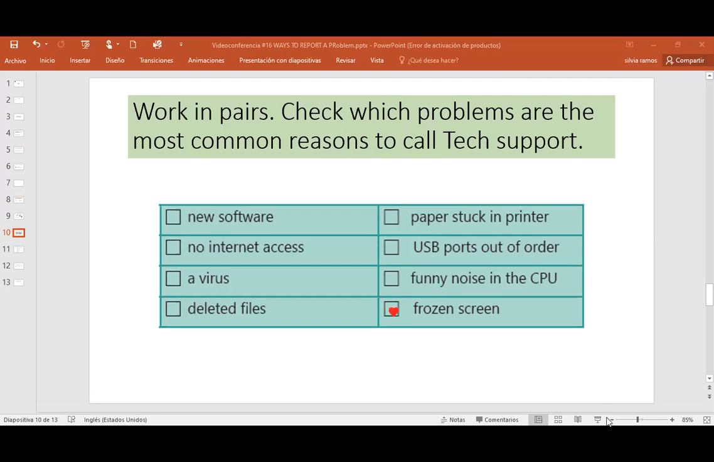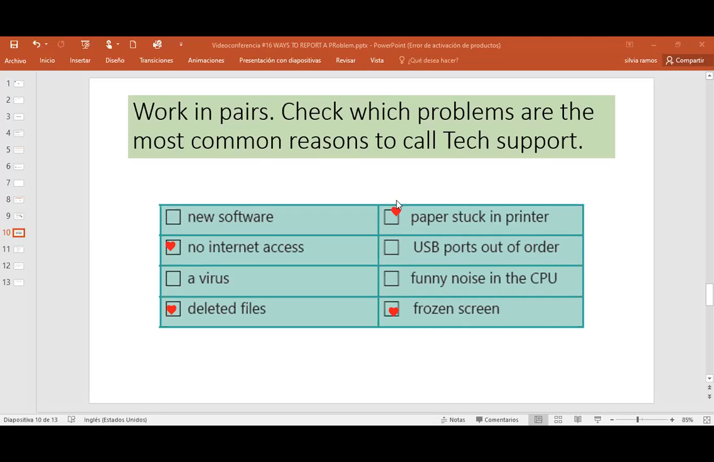No internet access. Okay, that's another issue. Very good. What's another issue? Common issue. Deleted files. Me muero si se me borra todo. Deleted files, okay? What's another one? A mí me ha pasado dos veces. Paper stuck in printer. Oh yes, I hate that. Eso es horrible. Paper stuck in the printer, very good.